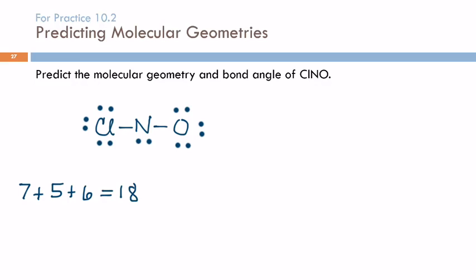Is this a good Lewis structure? No, what's wrong with it? Nitrogen only has 6 electrons. It doesn't have an octet, right? We ran out of electrons before we could give everyone an octet. So how do we fix that? Double bond. So we need to take a lone pair either from the chlorine or from the oxygen.